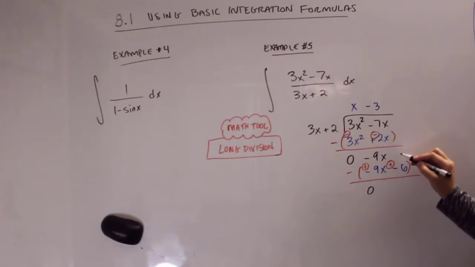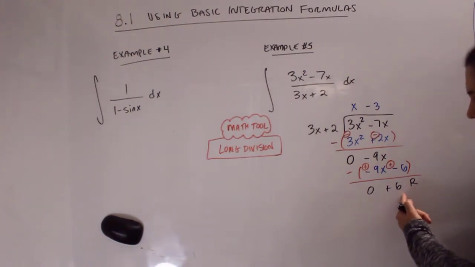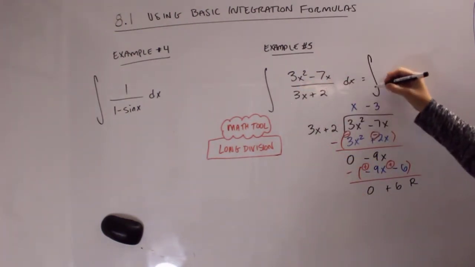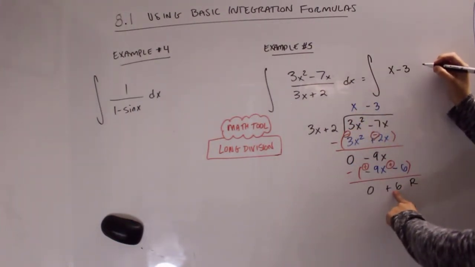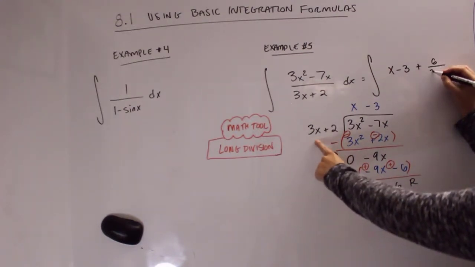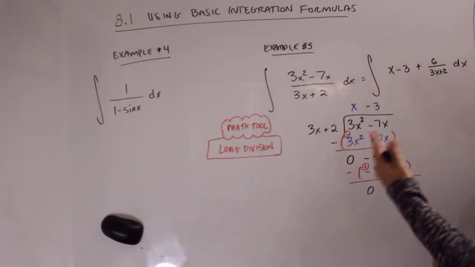And then there's an invisible 0 here, plus 6. And so this is our remainder. And we write our remainder over our divisor. So this integrand becomes x minus 3 plus, because it's positive 6, plus 6 over the divisor. And then we can integrate like this. And this is way easier.